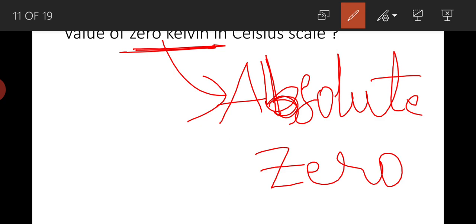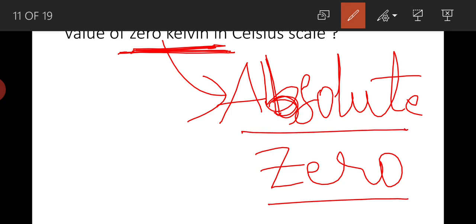For example, if you take 0 degrees centigrade, below it there is -1, -2, -10, -20, -30. Whereas below 0 Kelvin there will not be any temperature like -1 Kelvin, -2 Kelvin, -3 Kelvin. These temperatures will not exist. 0 Kelvin is the final lowest temperature. That is why it is called absolute zero.